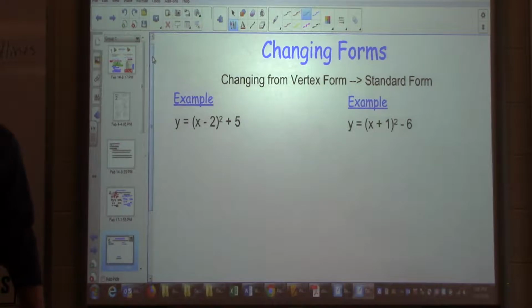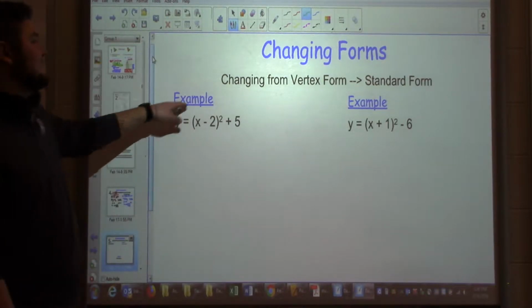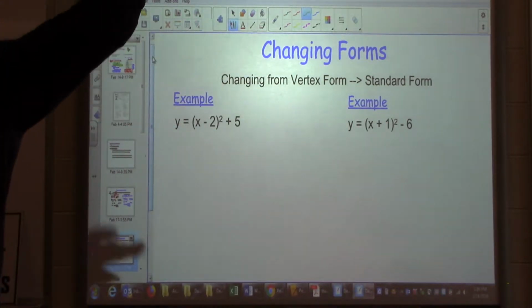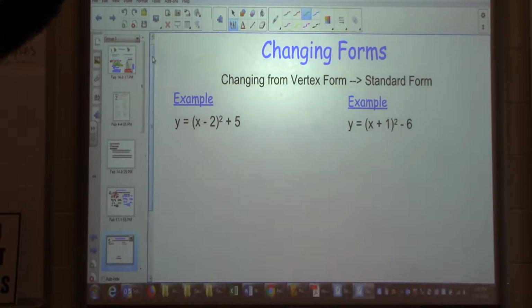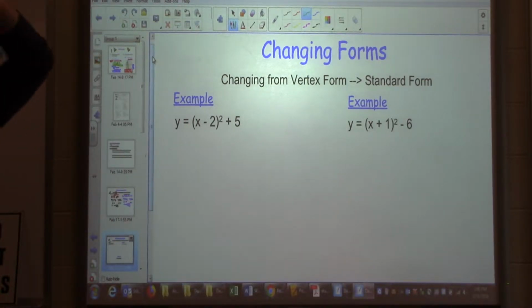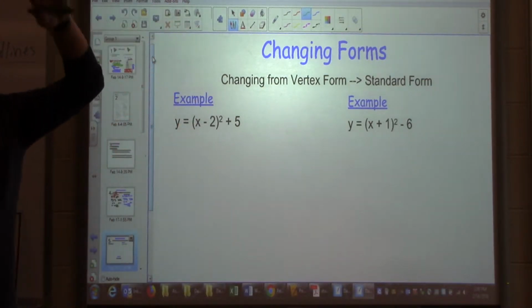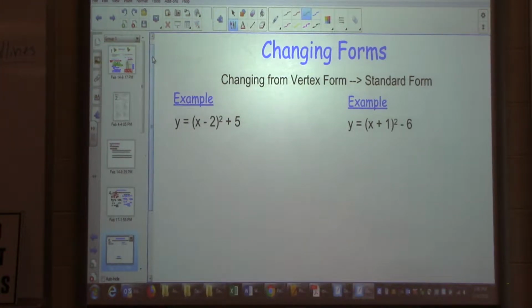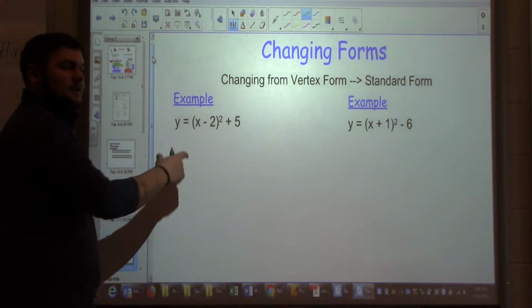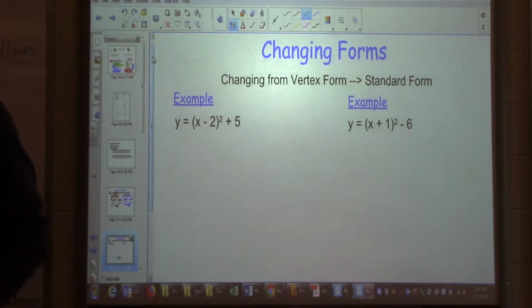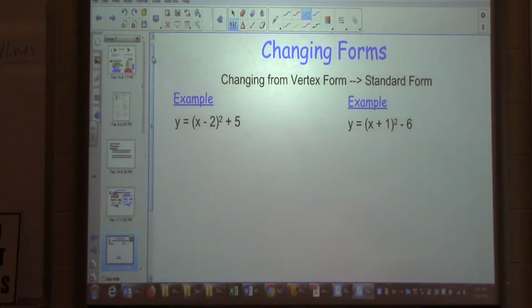He's always sick. All right, let's talk about changing forms. This way is the easiest. Going from vertex form to standard form is easy. All you're going to do is take this piece that is squared and we're going to FOIL it. We're going to FOIL it.